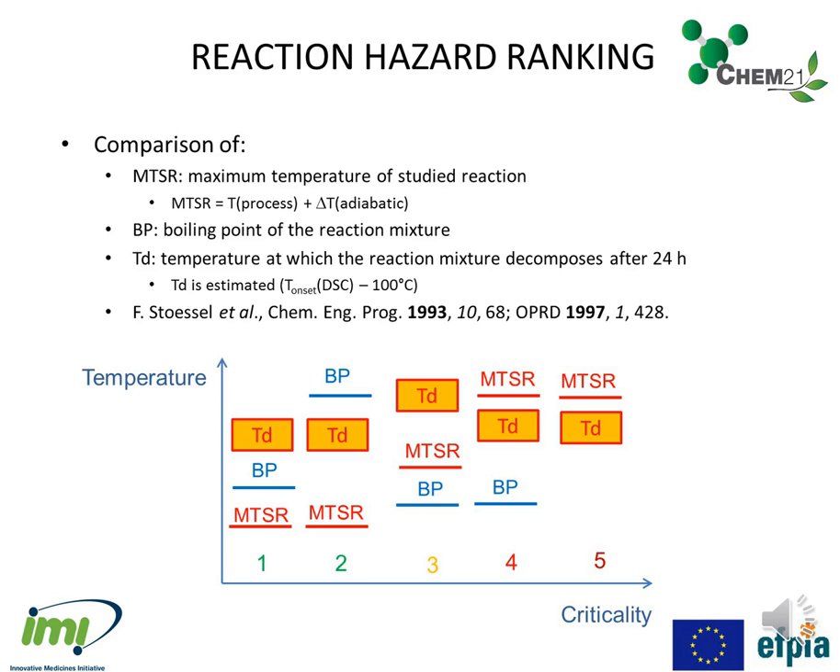The MTSR, maximum temperature of the studied reaction, is the sum of the process temperature and the adiabatic delta T obtained by calorimetry. Then there are the boiling point of the reaction mixture and the temperature of decomposition, more exactly the temperature at which the reaction mixture would decompose after 24 hours. This value is estimated, for example, from the decomposition temperature by DSC with a safety margin of 100 degrees. Depending on the order of these temperatures, the process criticality varies from 1, safest, to 5, most critical.